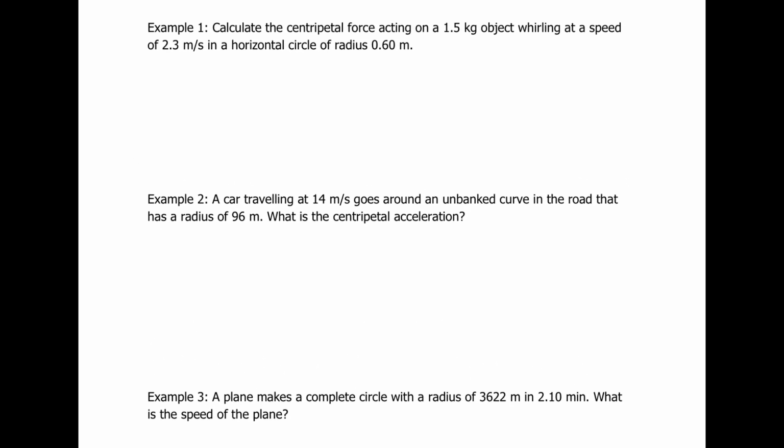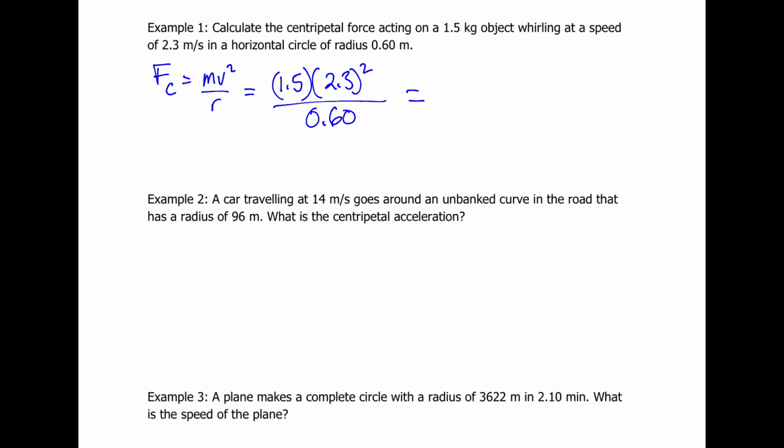So, force, centripetal, is mv squared over r. I'm using this one because it makes more sense. I have a mass, a velocity, and a radius. The mass is 1.5 times 2.3 squared divided by 0.60. That's the entire question.